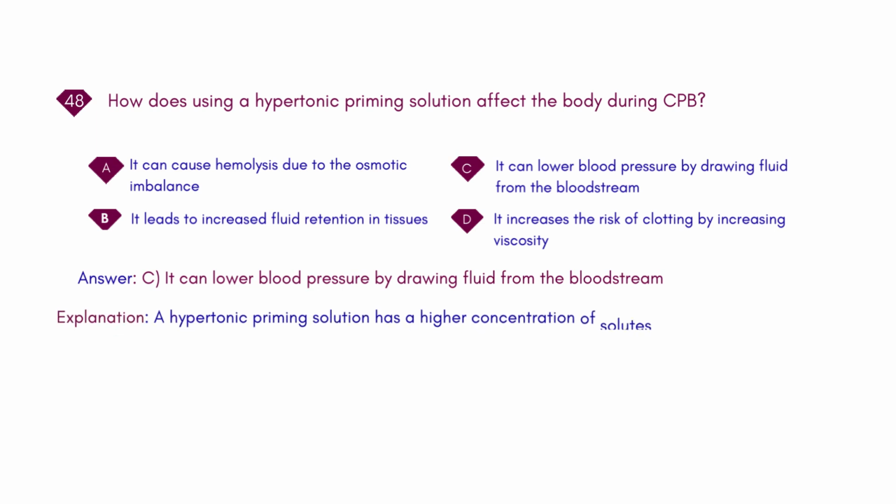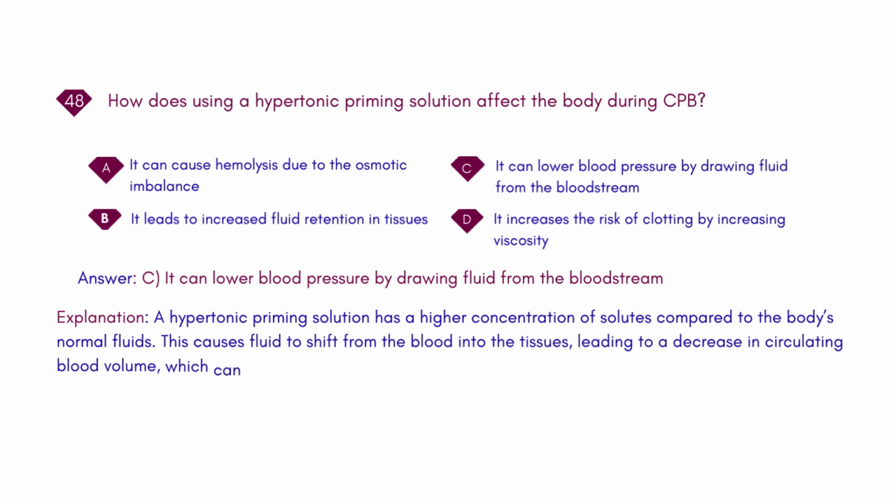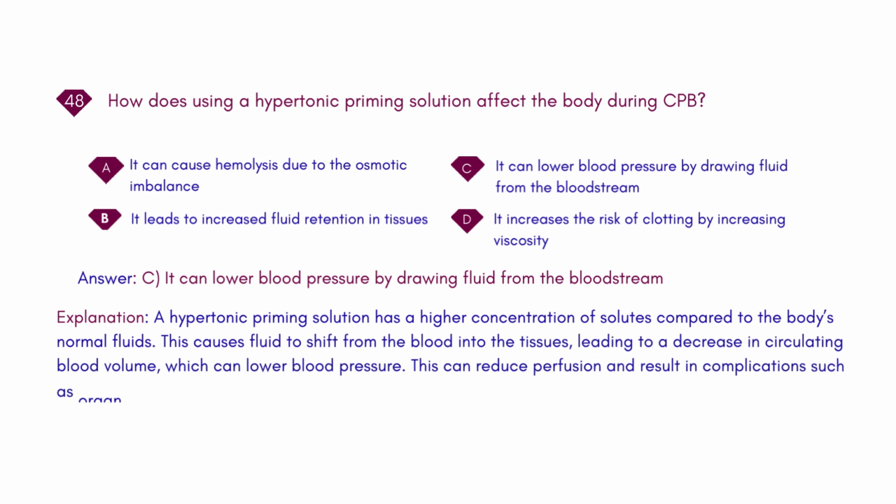Explanation: A hypertonic priming solution has a higher concentration of solutes compared to the body's normal fluids. This causes fluid to shift from the blood into the tissues, leading to a decrease in circulating blood volume, which can lower blood pressure. This can reduce perfusion and result in complications such as organ hypoperfusion and edema.